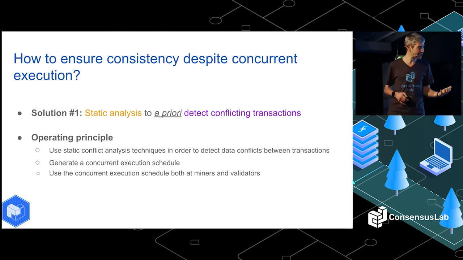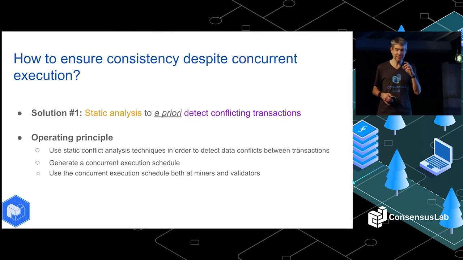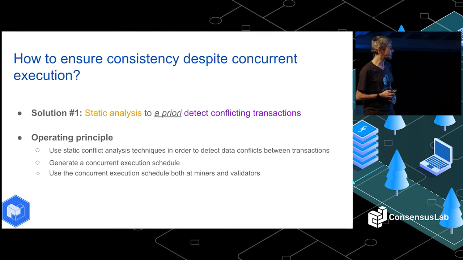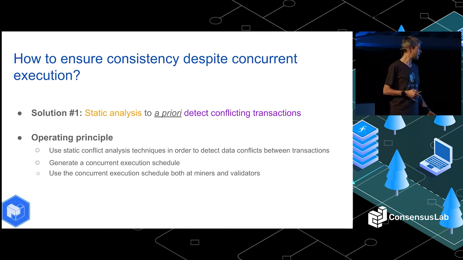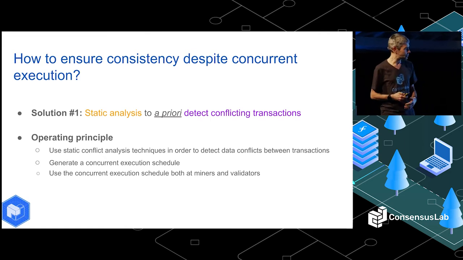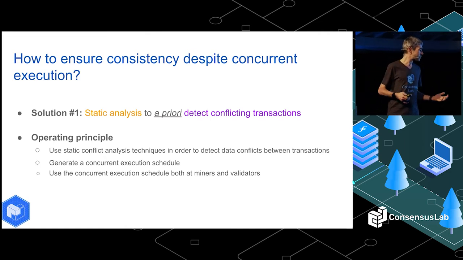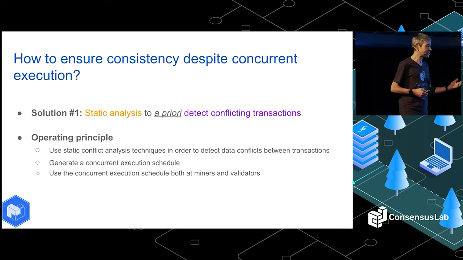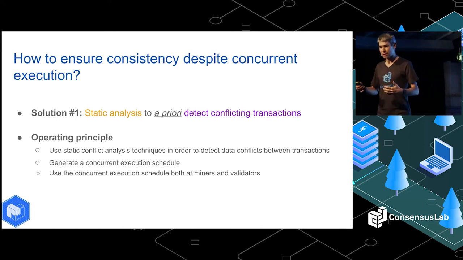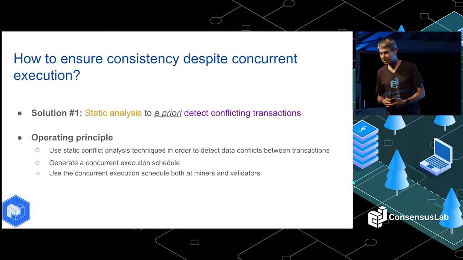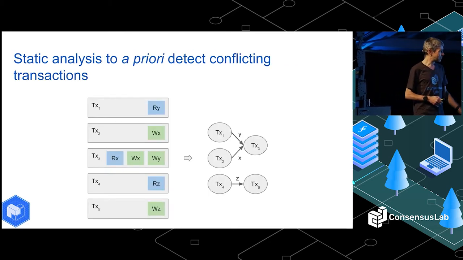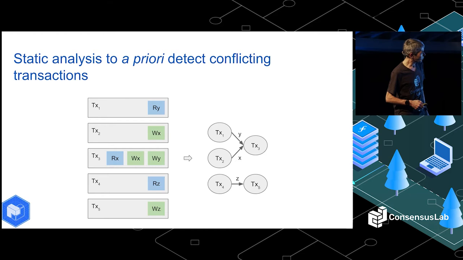A first simple idea would be to use static analysis to a priori detect the conflicts between transactions. So this static analysis technique could help build an execution schedule, a concurrent execution schedule, that would then be used by miners and validators to execute transactions in parallel while yielding the same results at all nodes. So that's what we show here.